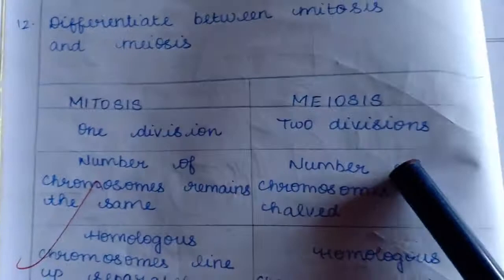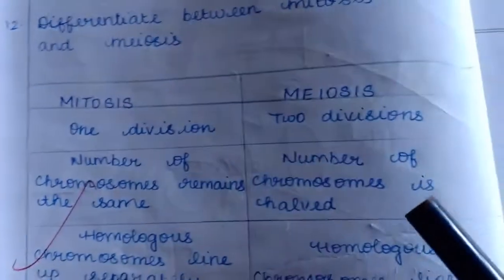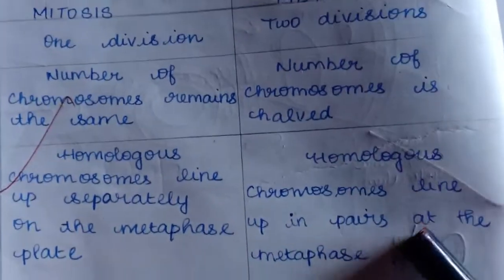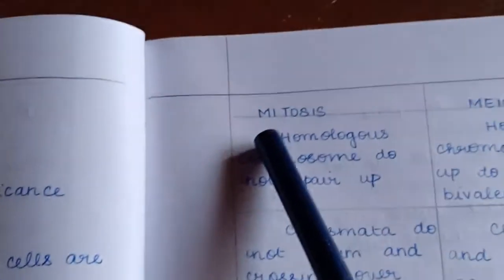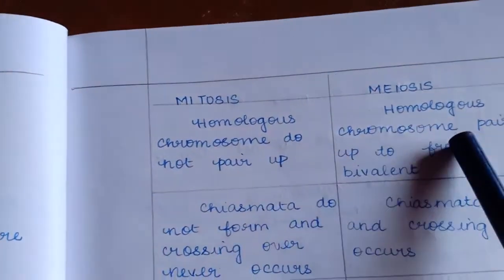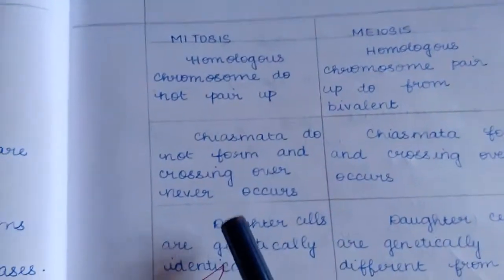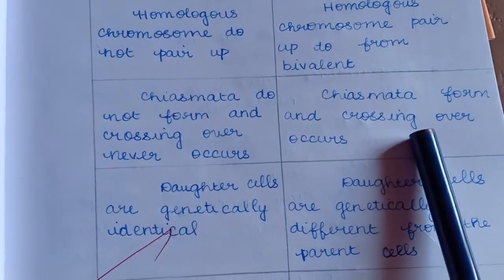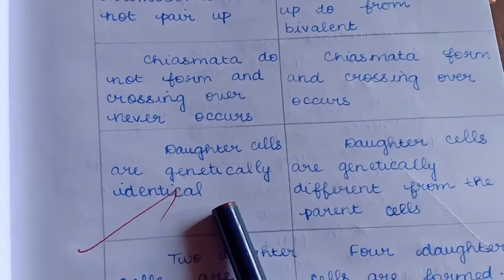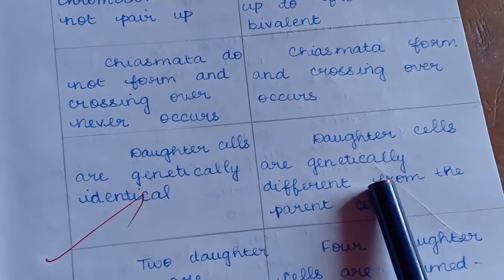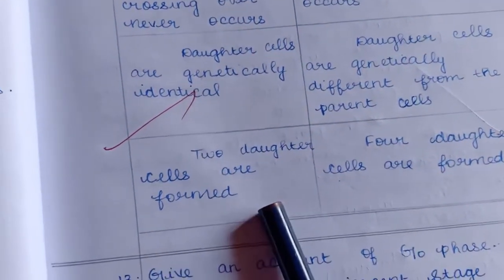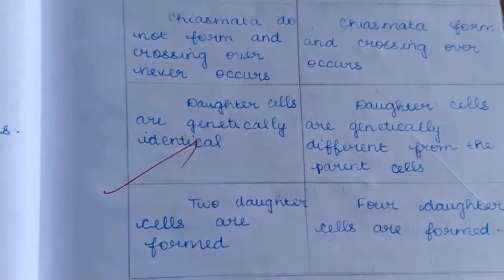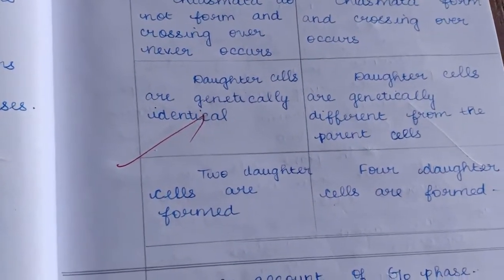Only 1 division, here 2 divisions. Chromosome number remains the same, here it is halved, it is reduced. They are placed separately on the metaphase plate, here they are placed in pairs. Homologous chromosomes do not pair, here they pair. Chiasmata and crossing over do not occur, here they occur. Daughter cells are genetically identical, here they are not identical. 2 daughter cells are formed, here 4 daughter cells are formed. So, this is about the difference between mitosis and meiosis.